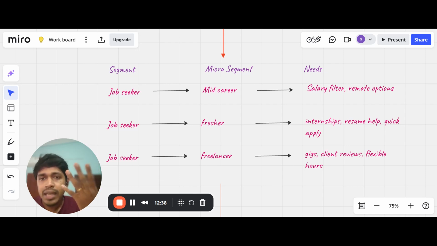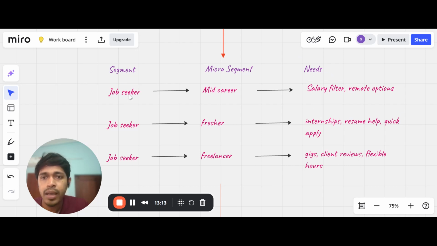Now I just came up with four segments, right? I can still divide one segment out of these four into smaller segments. In this window, the segment is actually job seeker, but you can still divide it into micro segments. So the more zoomed-in a version you go, the more clarity you will have in terms of the needs or pain points of users.